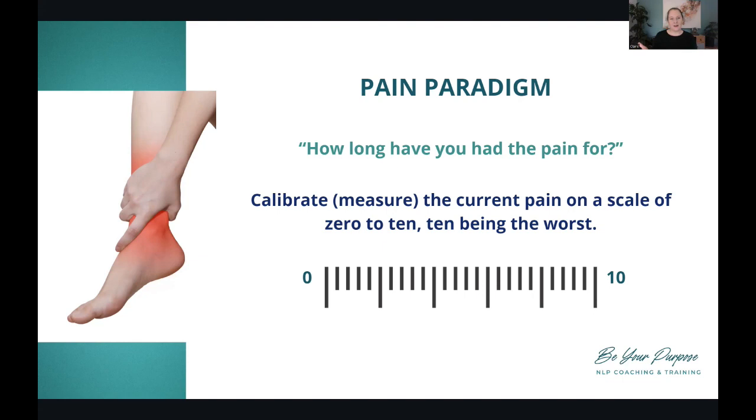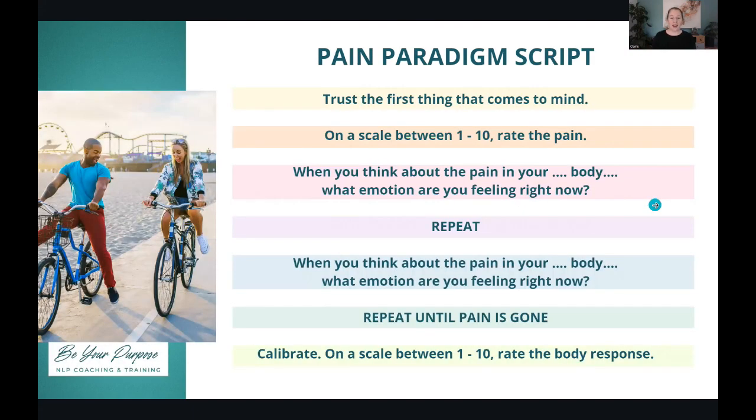So, again, we've checked in, what's the pain? How long have you had it for? What do you want instead? On a scale of 1 to 10, 10 being the worst, what is the current pain? And then setting things up for your client to trust the first thing that comes to mind and just need short, sharp answers. On a scale of 1 to 10, rate the pain.